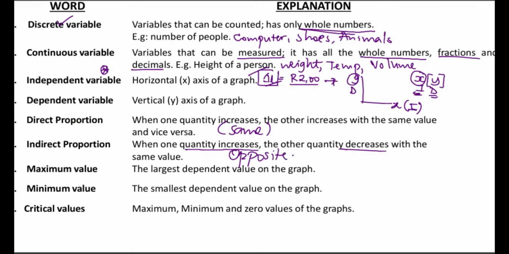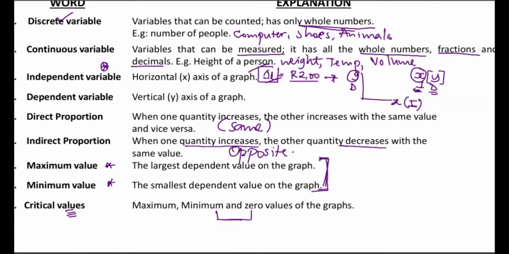Okay. Maximum values and minimum values. This will help you when you're plotting the graph to get a clean, perfect graph. All right, maximum value, zero values, these are critical. Why are they critical? We are using them to draw our graph. Okay, let's go on and see the examples that we have here.